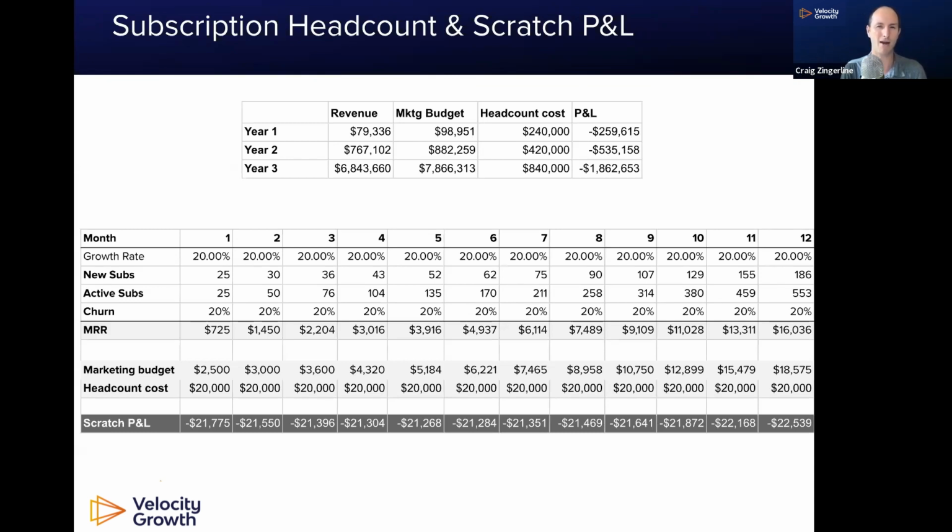So just be mindful. How much is in your bank? How much is your spend on marketing? How much is your headcount spend? What are all your other costs? And what's that scratch P&L? Are you profitable each month? Or how much money are you pulling out of the bank every month?